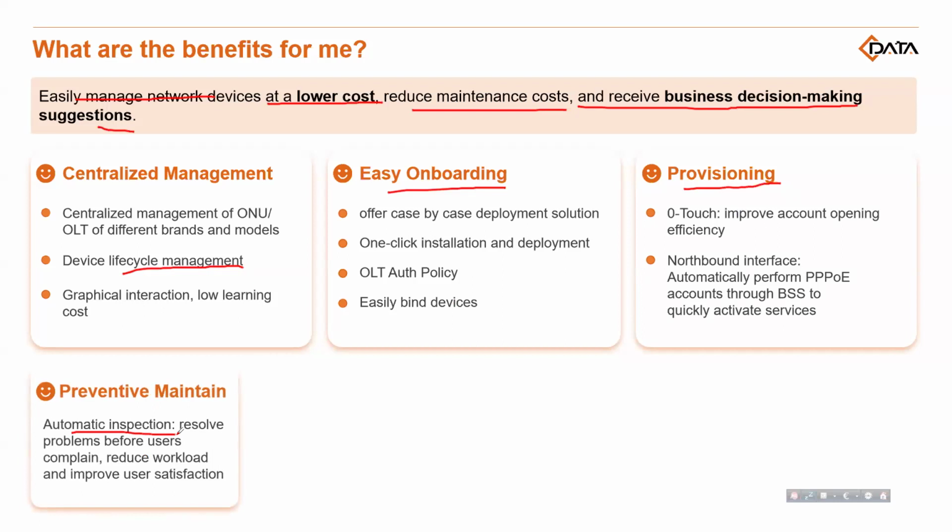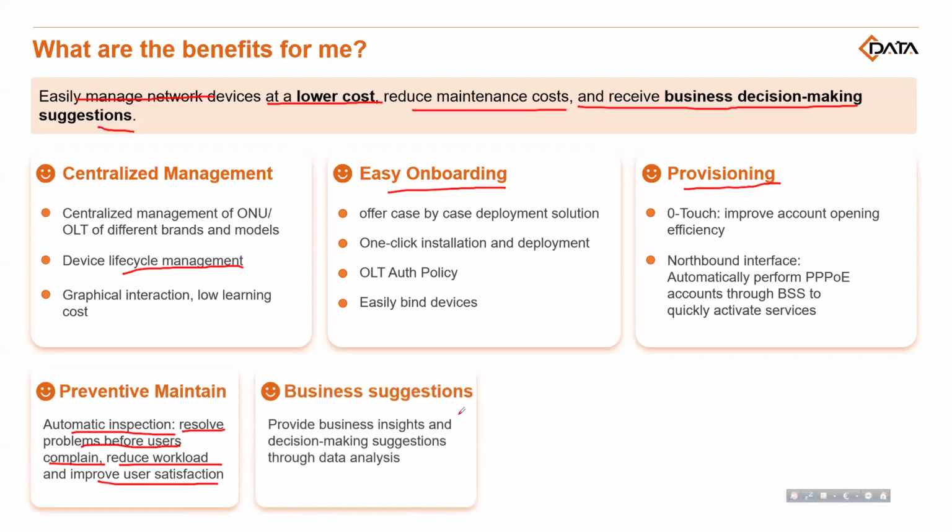Thanks to the automatic inspection, it can identify the risks and repair them automatically. So you can resolve problems before users complain. This really reduces your workload and improves user satisfaction. As you saw earlier, we provide some business analysis, such as reminders when the customer's packets are near expiration. So you can contact them as soon as possible.